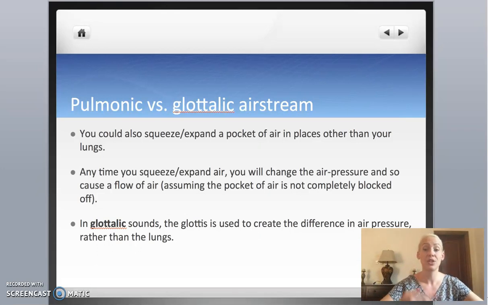So other than using your lungs to make the air come in or out, you could also use other areas. Wherever you manage to squeeze the area to change the pressure, you can create a movement of air coming out or in. And so one such area is around the glottis. We can use the glottis, the larynx, to change the pressure and to make the air go in or out. And those sounds that use the glottis for this purpose are called glottalic. So pulmonic sounds use the lungs to make the air go in or out, and glottalic sounds use the glottis to make the air go in or out.